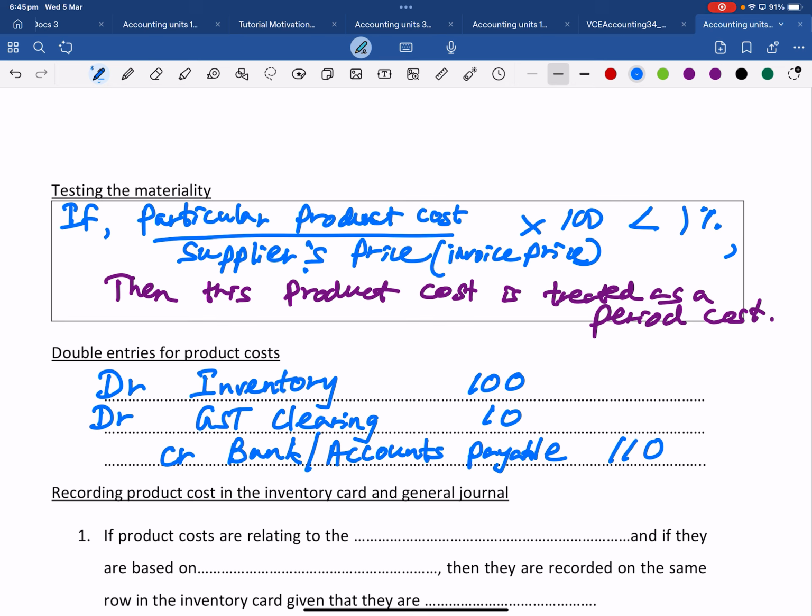Wait, why is it bank and accounts payable? It is confusing. No, because you don't have a bank or accounts payable account. Because you have inventory, GST clearing. Yeah, so if we paid by cash. Oh wait, no, sorry, I'm thinking about it wrong. Yeah, sorry.